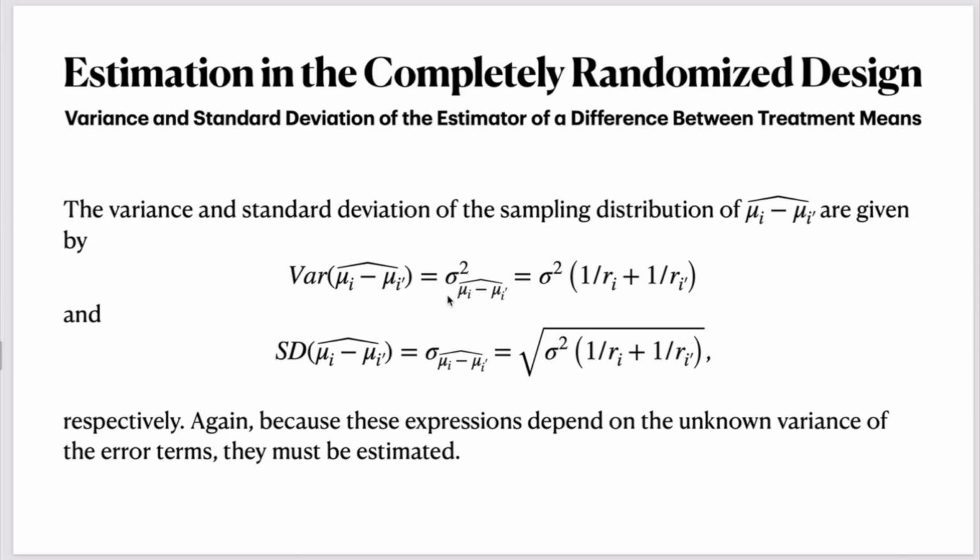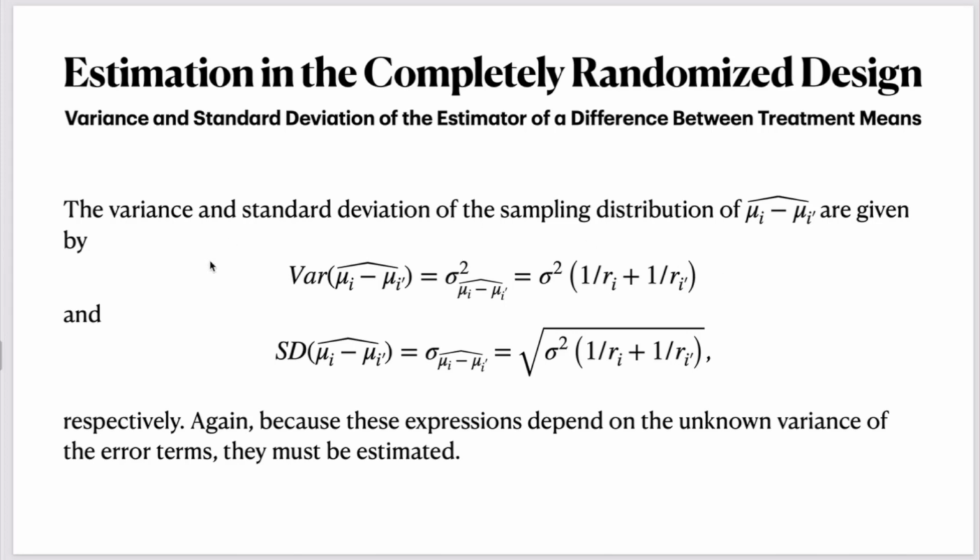mu sub i minus mu sub i prime with a hat over all of that. And so that's the notation. They represent the variance of this estimator, and that variance is equal to sigma squared times the quantity 1 over r sub i plus 1 over r sub i prime. And this follows from the fact that the samples are independent of each other.